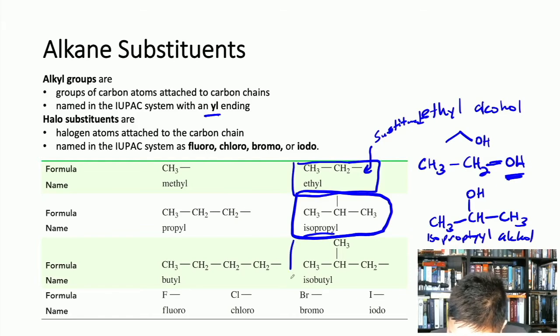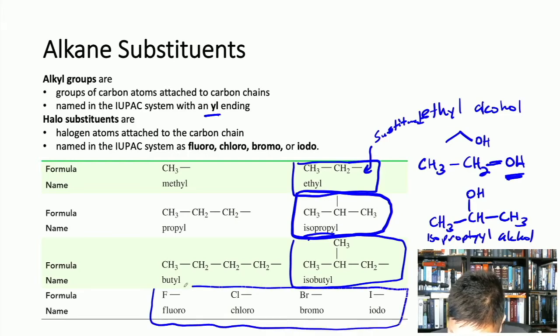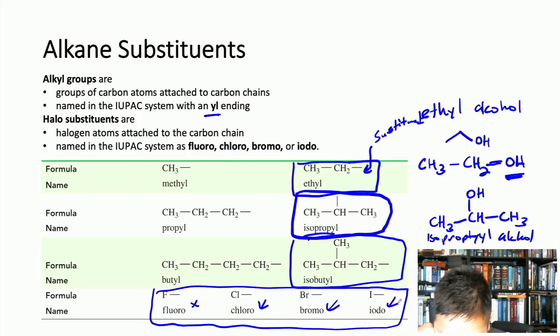And we just saw this molecule on the previous slide as its own molecule, which was just isobutane. But when it's a substituent, it's isobutyl. And then halogens can also be substituents too, right? And they're referred to as fluoro, chloro, bromo, and iodo when they're substituents.